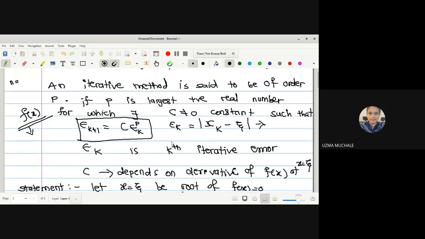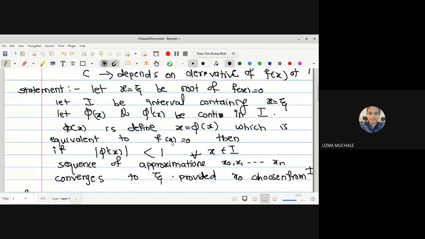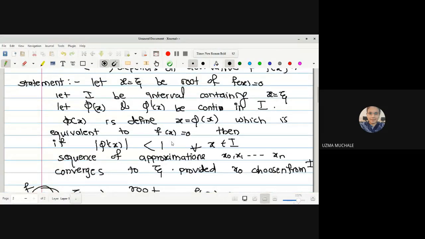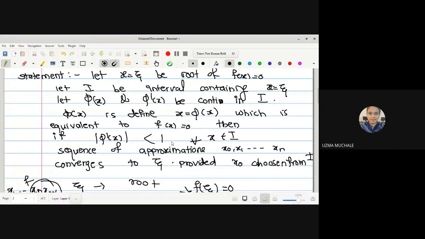Okay, and then we have seen one theorem related to our order of convergence. We are provided that x equal to zeta is a root, and phi and phi dash of x are continuous functions, where x equal to phi of x is assumed. This is given to us. Next, what is given to us? Phi dash of x is less than 1.